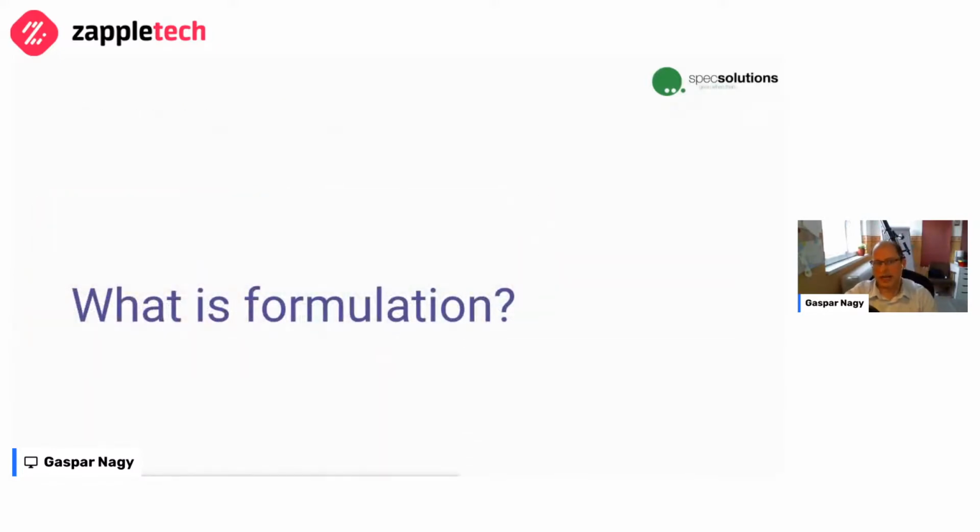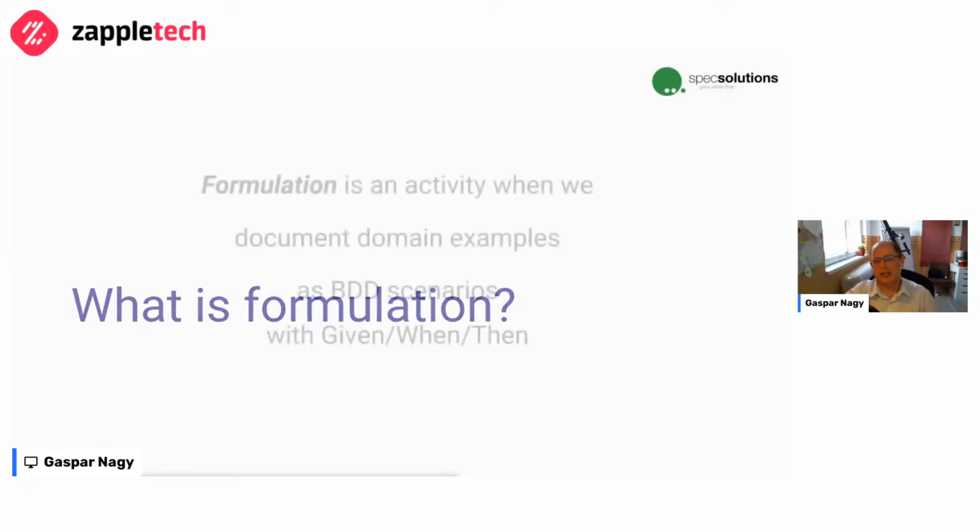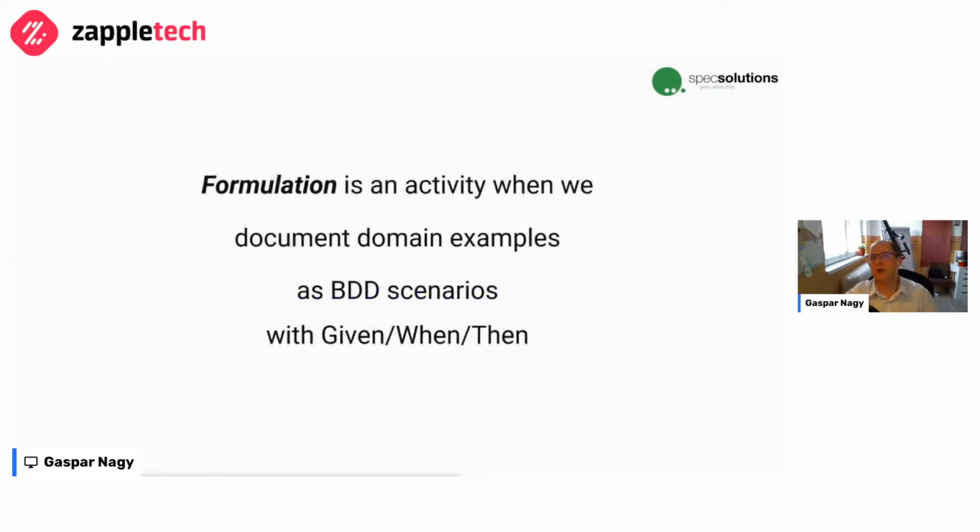So at a high level, we already mentioned what formulation is. We were saying that formulation is an activity where we document the domain examples as BDD scenarios using these magical Given, When, Then keywords. But whenever you try to do it in practice, you will see that as easy as it sounds, "Oh well, I just need to write down the requirements," there are some tricks and pitfalls to avoid, and therefore it makes sense to dig into that a little bit more in detail.